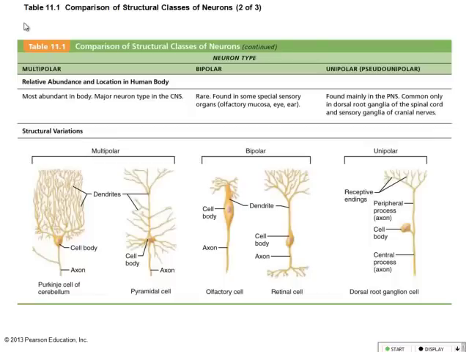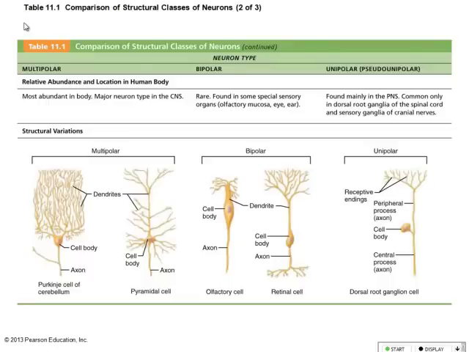Neuron type, multipolar. Multipolar neurons, many poles. And again, we find these in different places in the body, receiving different amounts of information. You say many poles, you're talking about dendrites? Yep. If you look at the picture, look at how many dendrites we have feeding into that cell body.